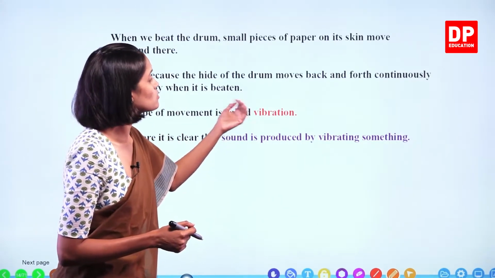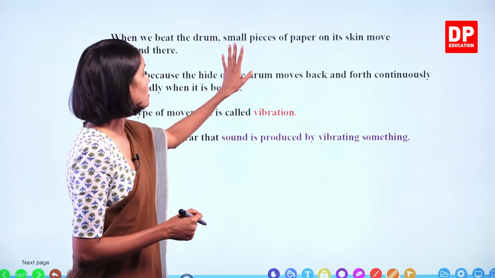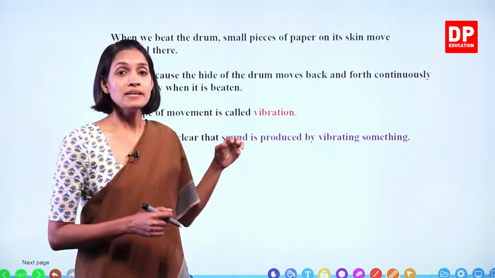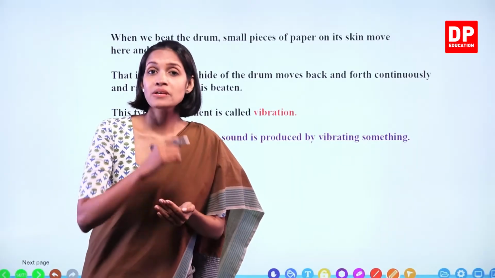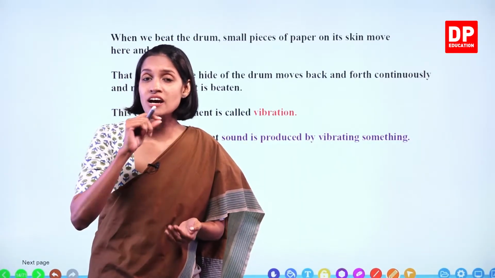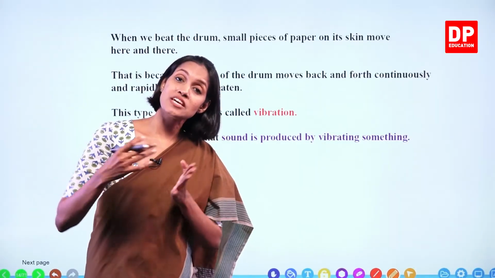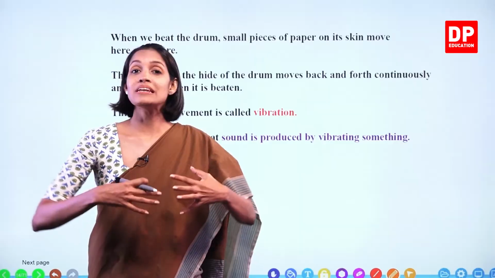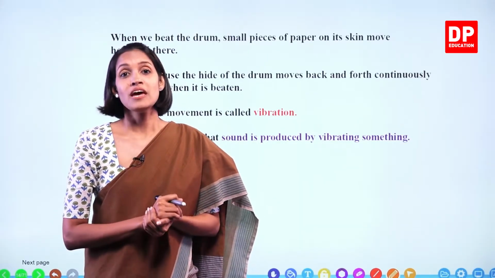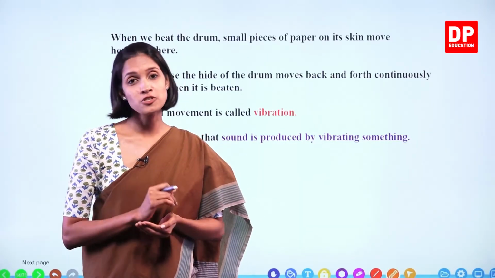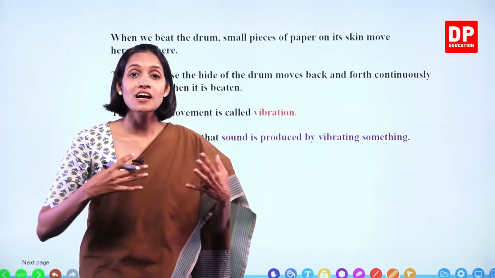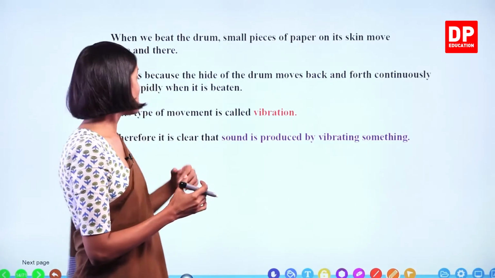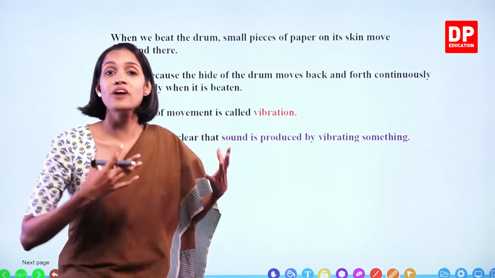So what is the conclusion that you can come up with after doing all these activities, children? You all know that only when we beat the drum, it starts vibrating. The drum skin starts vibrating. Even in the first experiment, when we used the electric bell, only when the bell is ringing do we feel the vibration. And also the tiny pieces of paper move. That is because sound is produced by vibrating something. Right? Sound is produced when something is vibrated.